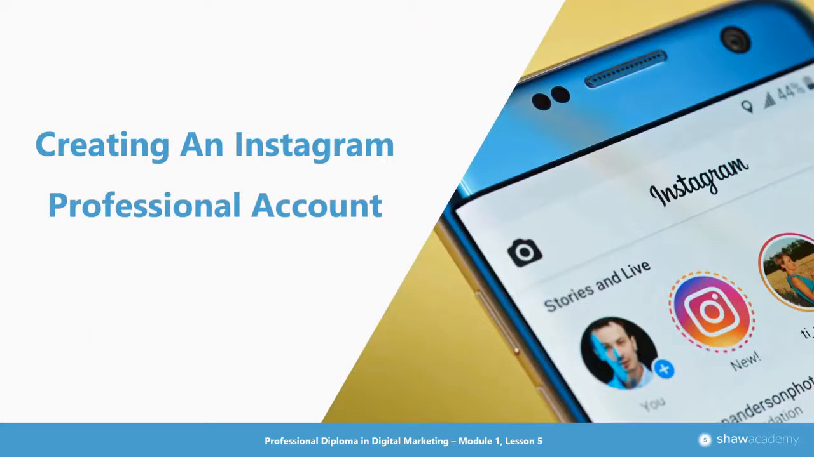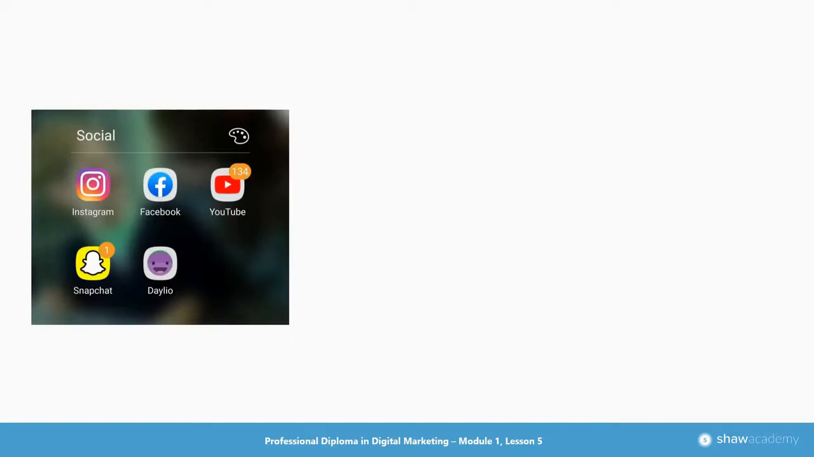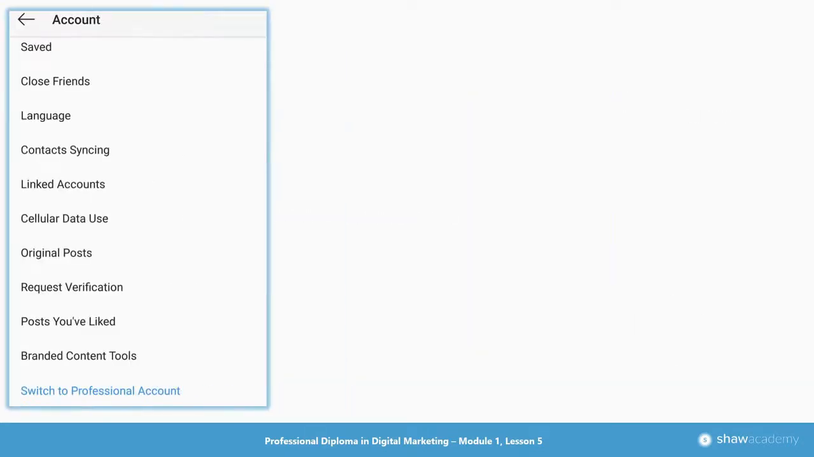Moving on to Instagram, there are 2 ways to switch your account to a professional one. Once you're logged into your profile, you need to select Account, and at the bottom you will see Switch to Professional Account.